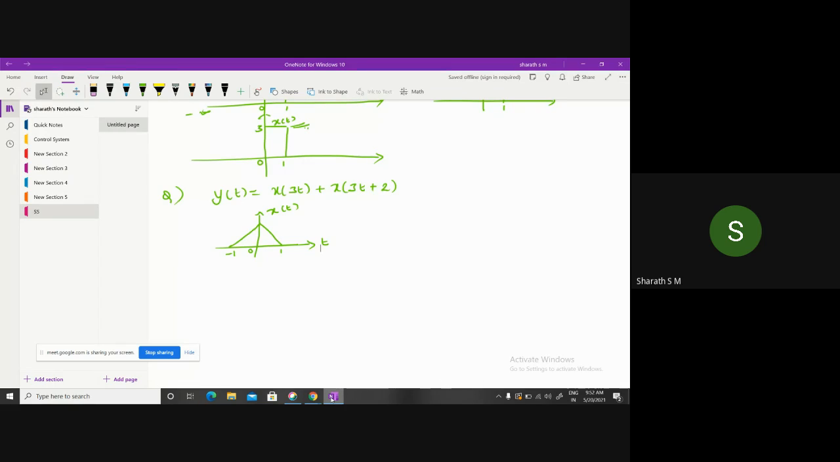So sketch the signal y of t is equal to x of 3t plus x of 3t plus 2.